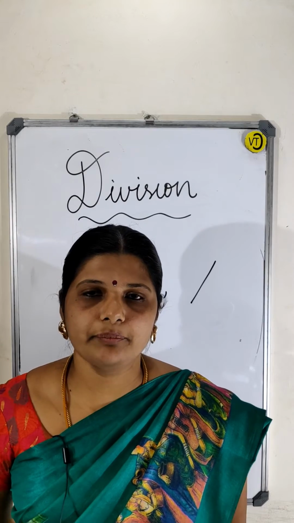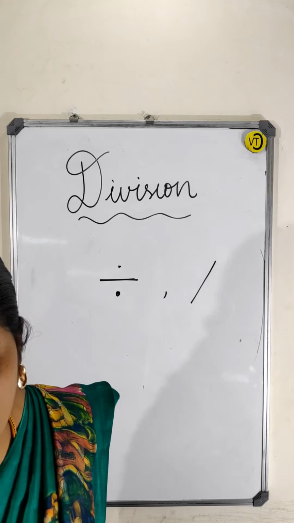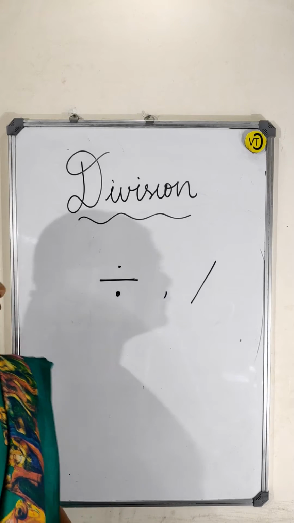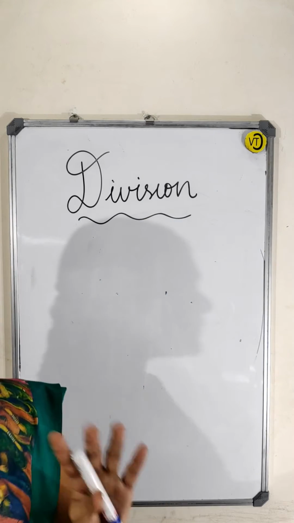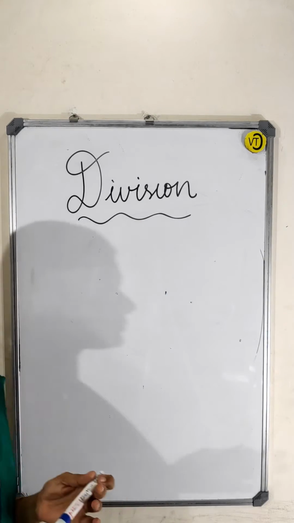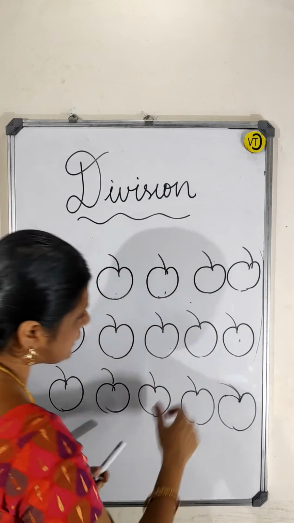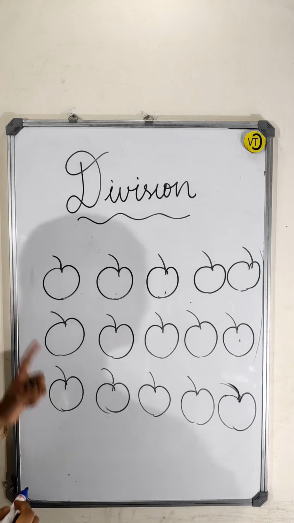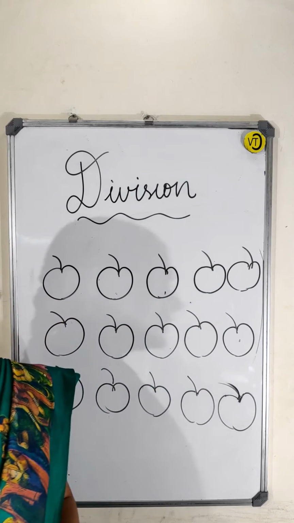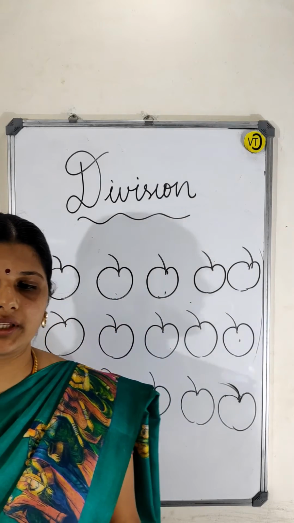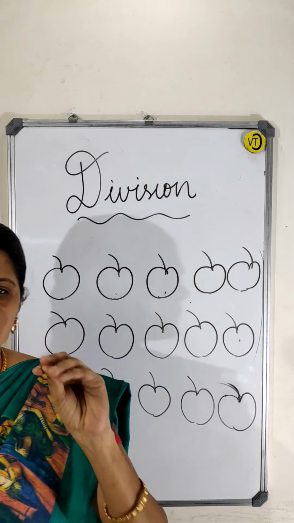So let us take an example. Seema has 15 apples. Just imagine that she has 15 apples, and they must be distributed equally among 5 children. So let me draw 15 apples here. You just count them, 15 apples I drew. Seema has 15 apples with her, and she wants to distribute them equally among the 5 children.